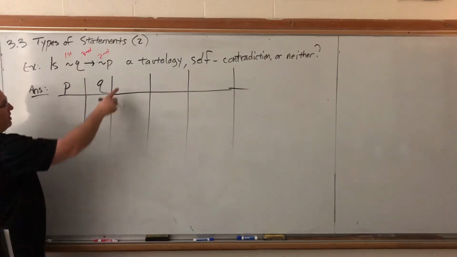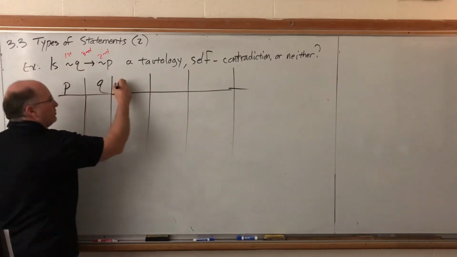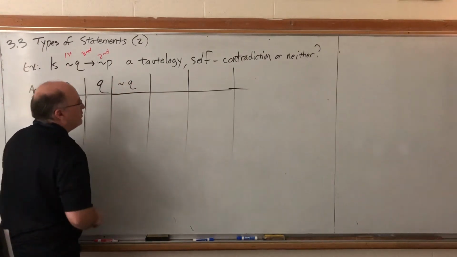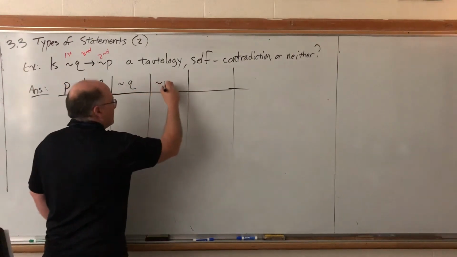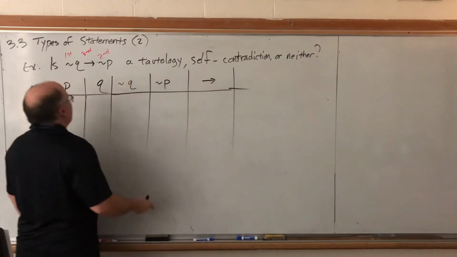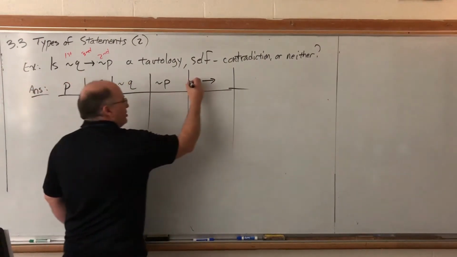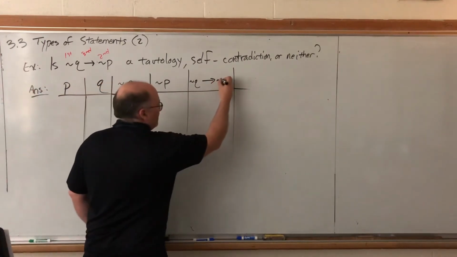So our first column after the P and Q will be for this negation, which is the negation of Q. The next column will be for the negation of P. And then the third one will be the conditional. On the left of it is Q, but it has a negation. On the right of it is P, and it has a negation.